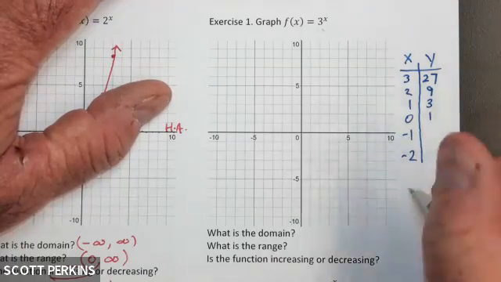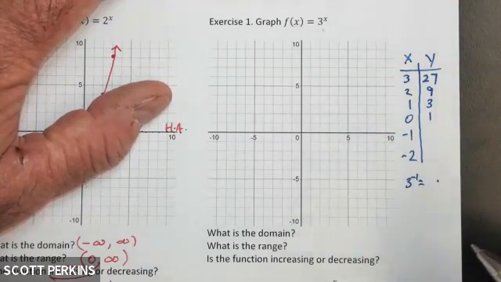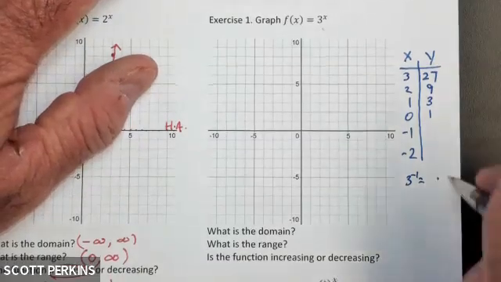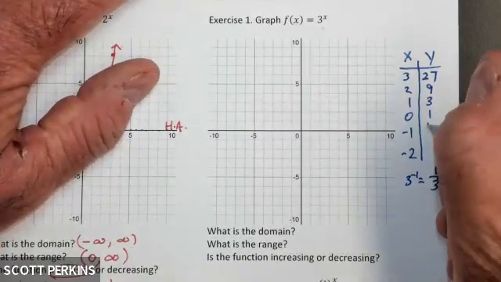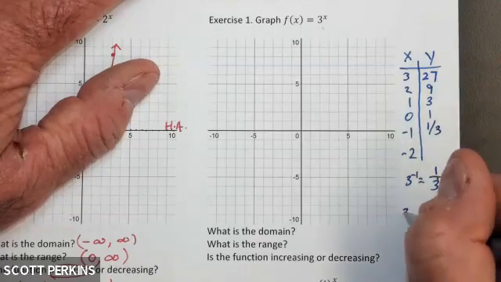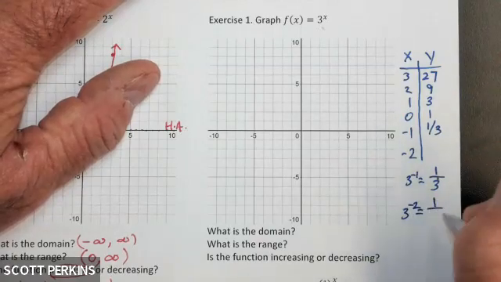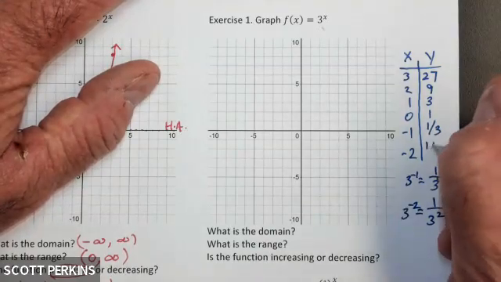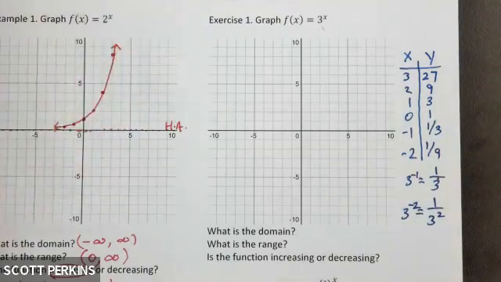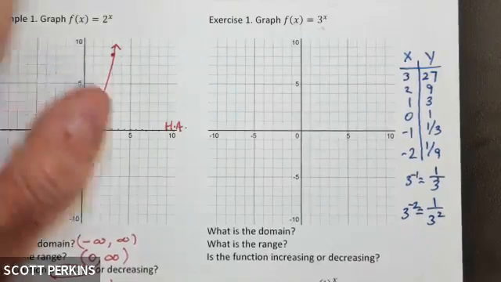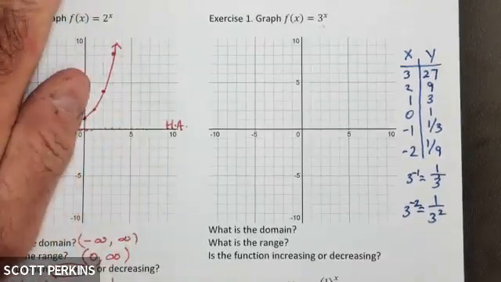3 to the negative 1 power, again, when I put in a negative exponent, that's telling me to change my base, so that becomes 1/3. And then 3 to the negative 2, I'm going to make that 1 over 3 to the second, and that becomes 1 over 9. So there are my values. Most of those are worth using. A couple of those are not really great for my grid.